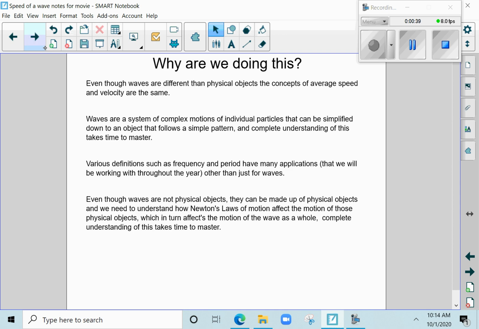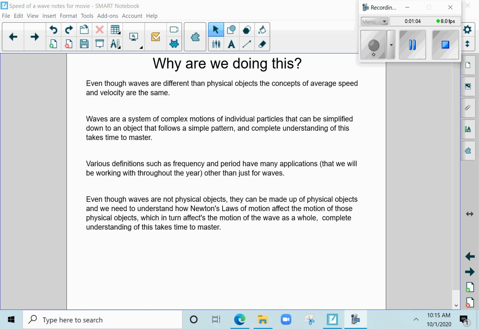Why are we doing this? Because even though waves are different from physical objects, the definition and meaning of average speed and velocities are the same regardless of what you're looking at. Waves are also a system of complex motions of individual particles that we simplify down to what we call a simple wave pattern. And to really understand waves, we have to understand how those particles move.